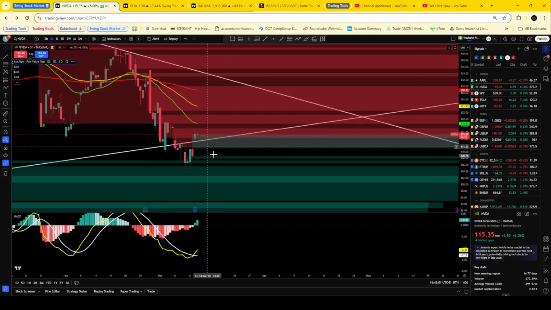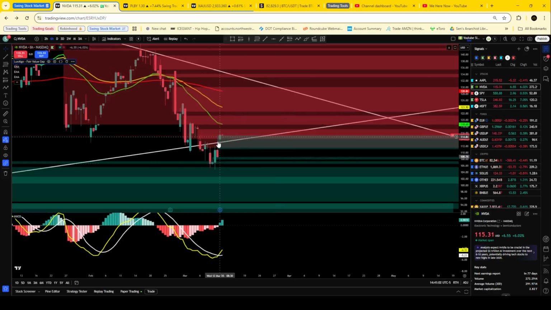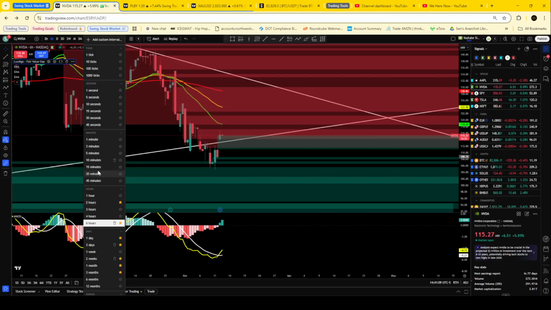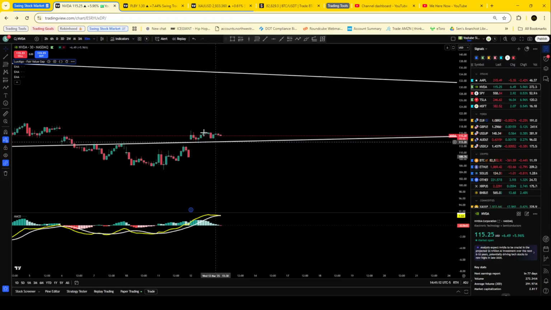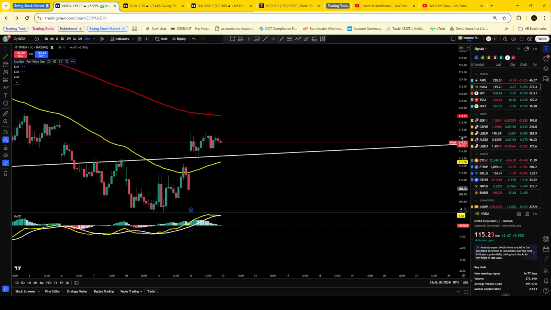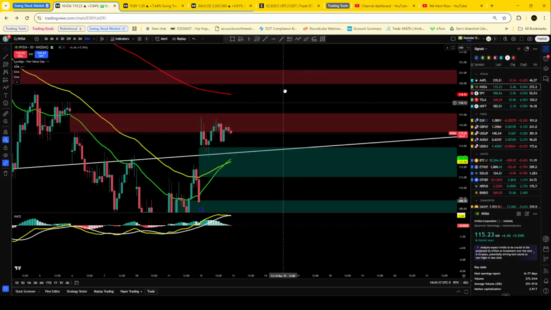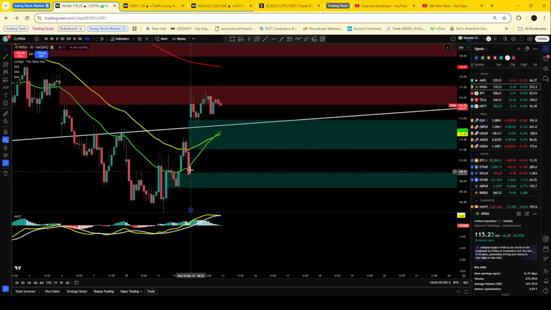it should be where it's looking like it might be a flag right here. Let's see real quick. Go to the 30-minute. Yes, there we are. Flag is forming, just the invisible pole right here. Boom. All right, let's go. Let's get on to the next one.